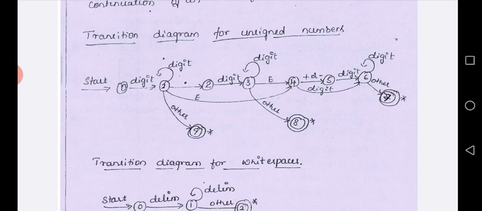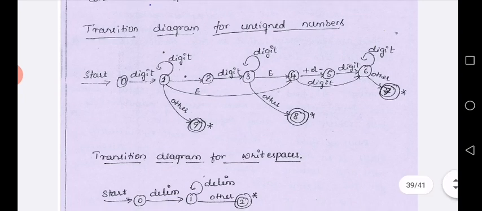Next, plus or minus. My example was 1.7 e, 1.7 e minus 4. If I find minus, it will change from 4 to 5. If I find plus also, it will change from 4 to 5. Clear? Fine. And you can observe, instead of plus or minus, if e is followed by any digit, it will go directly from 4 to 6. Clear? And it will be reaching the final state over there.